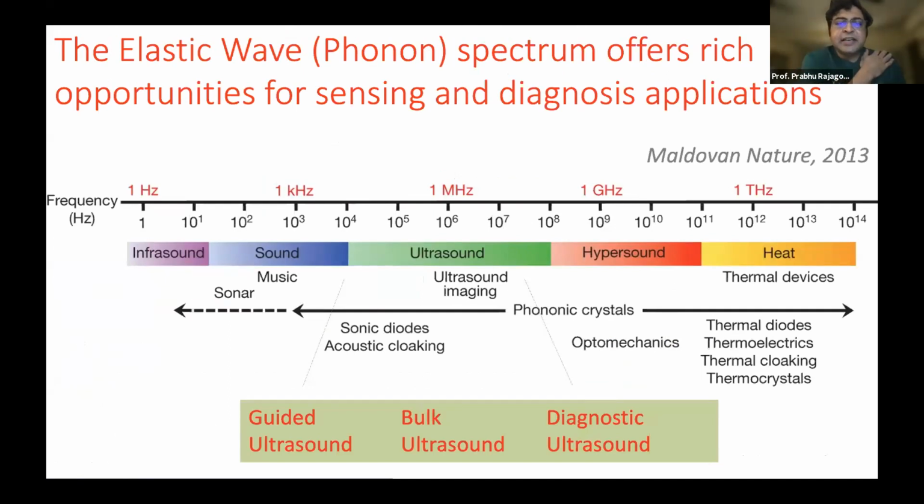So this is the elastic wave spectrum, or the phonon spectrum. Many of you would be familiar with the electromagnetic wave spectrum, and this is less commonly shown. For example, how we span the spectrum from infrasound, which is frequencies below what we can hear, to sound, which is the normal audible frequency range, and then ultrasound, which is any elastic disturbance above 20 kilohertz, all the way going to a few hundreds of gigahertz.